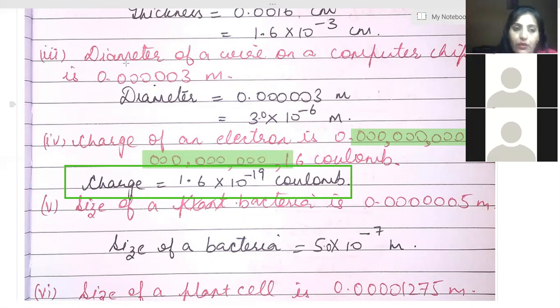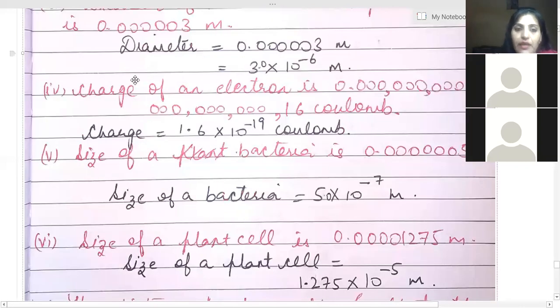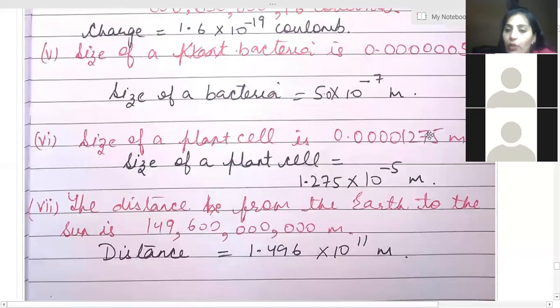So the shaded area is the jumps and where the decimal would take. Okay, beta. Now the size of bacteria is 0.000005 meters. So it will be minus 7. So how did it come? Look. 1, 2, 3, 4, 5, 6, 7. So it is 5.0 into 10 to the power minus 7 meters. Yes? Okay. Now size of a plant cell is 0.00001275.